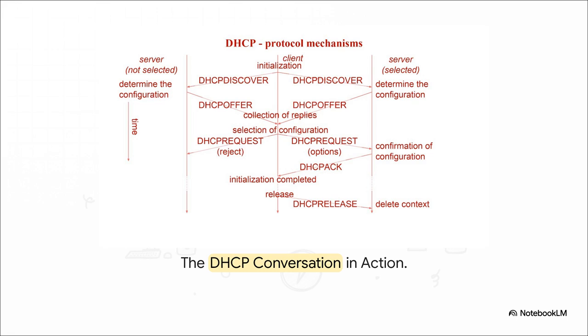Now, if there are multiple servers, your device might even get a few different offers. So now your device has to make a choice. It picks one of the offers, usually just the very first one it gets, and then sends out a DHCP request message. This tells the server it picked, hey, I'd like to accept your offer. And it also quietly lets all the other servers know that their help isn't needed this time. And finally, the server makes it all official by sending back a DHCP ACK, which stands for acknowledgement. This message confirms all the details and finalizes the whole deal. The handshake is done, and your device is now officially on the network.